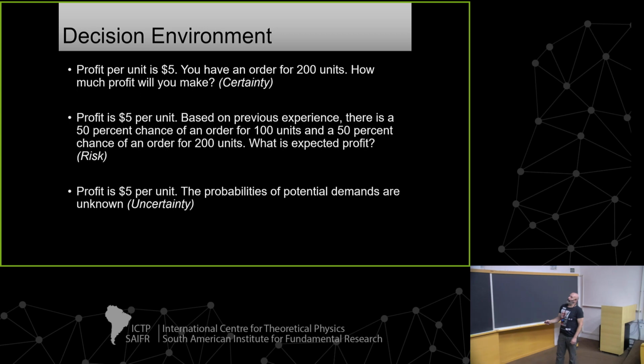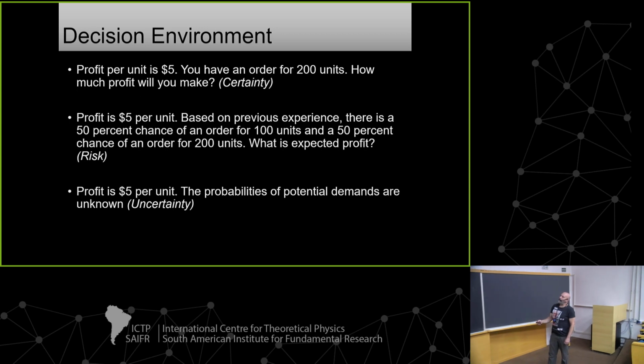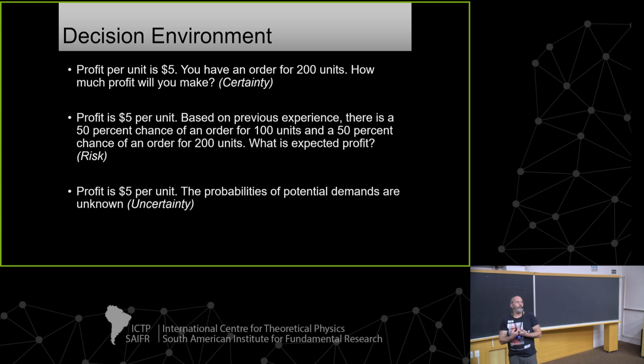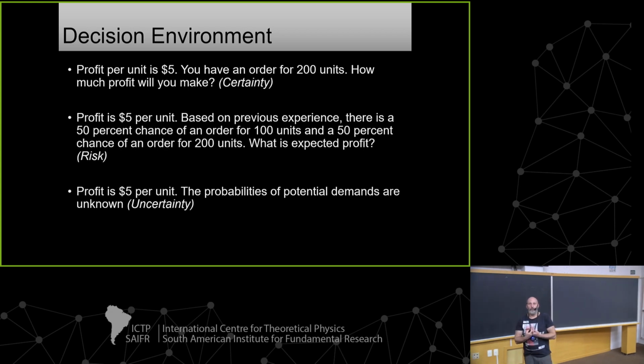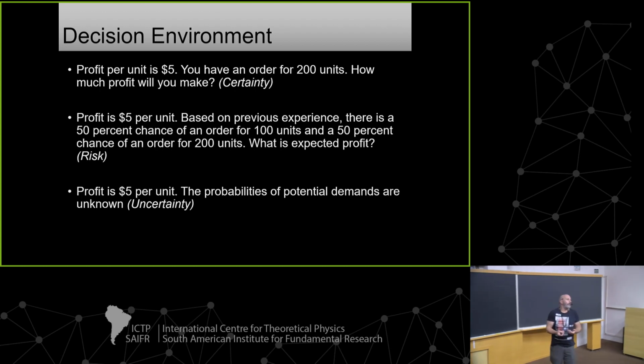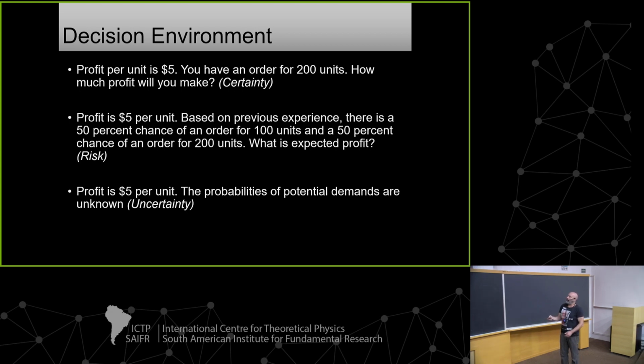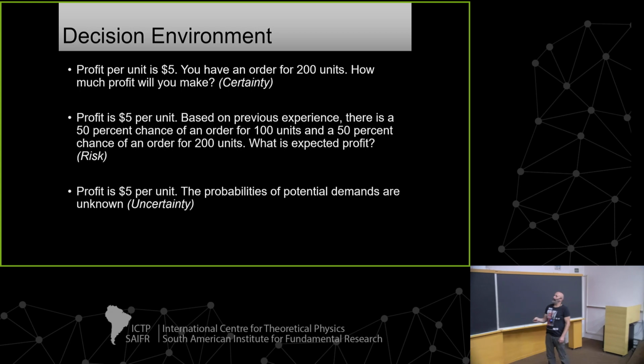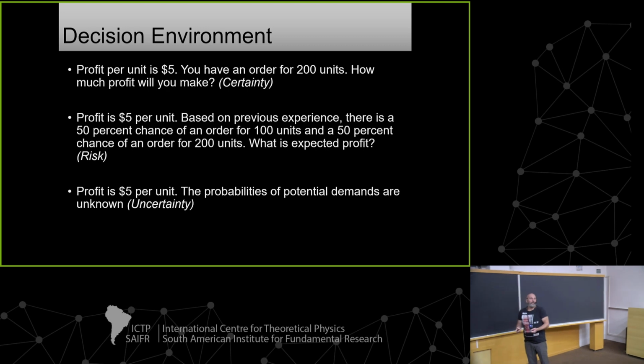And the other situation is this one. The profit is 5 per unit. The probabilities of potential demands are unknown. So I am risking because I don't know how many items I need to produce: 100, 200, I don't know. This is only a guess. Maybe I know nothing, I don't even know the history. I have no idea about the probabilities of potential demands. So in this situation, I cannot make a rational decision because I don't know what to do.